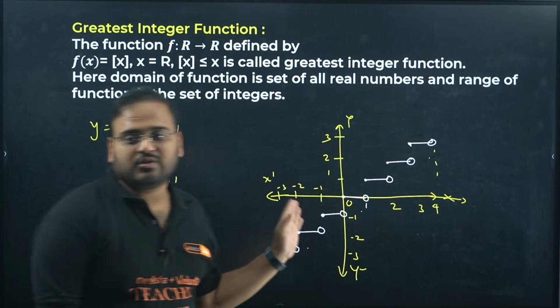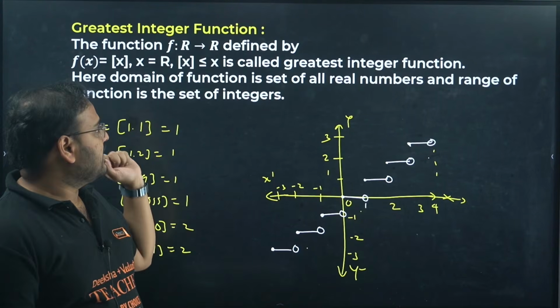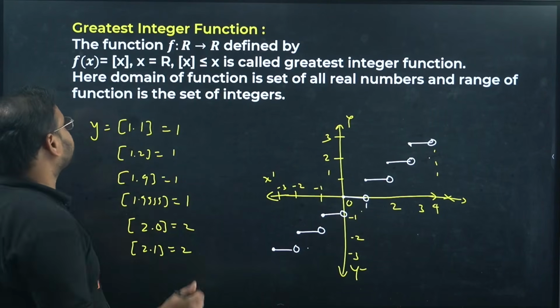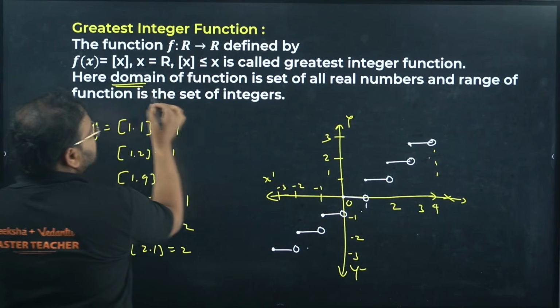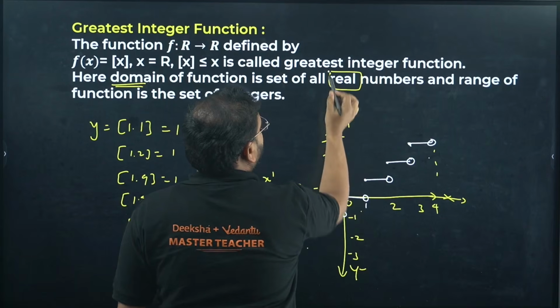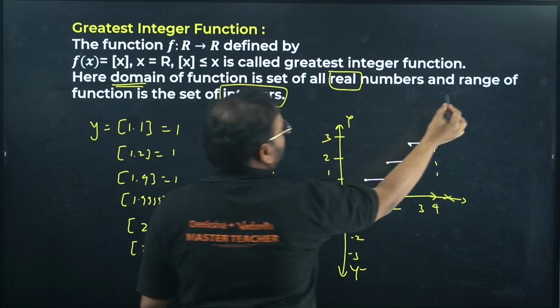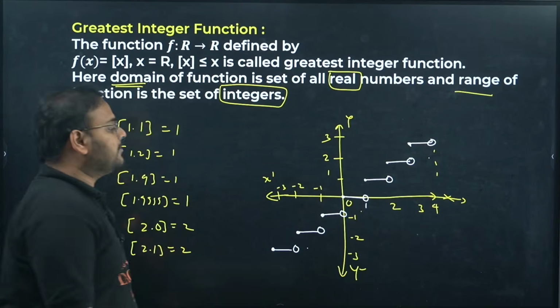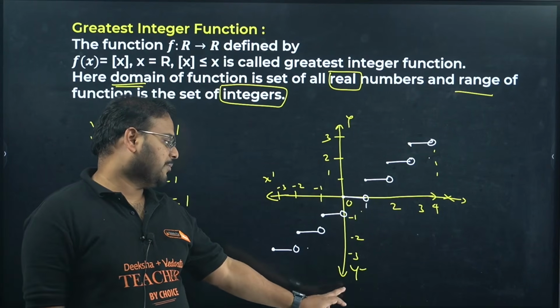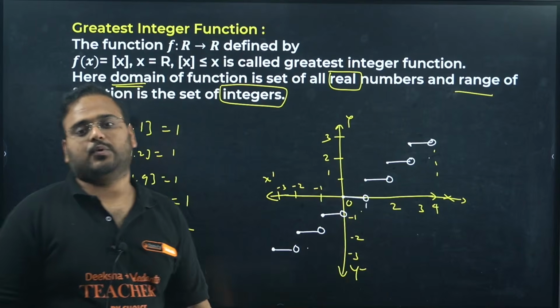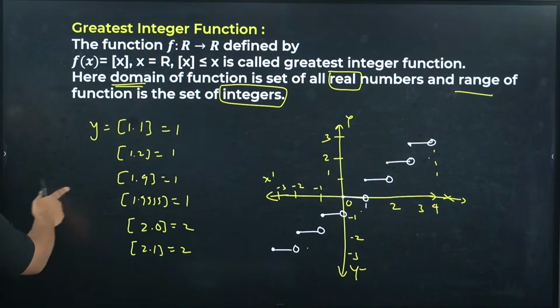This is a step function or GIF of x, meaning greatest integer function of x. Domain is all real. Range is only integers. Check here. Starting from all the negative values, so minus infinity to plus infinity, only integers, minus 3, minus 2, minus 1. Okay, so only integers.